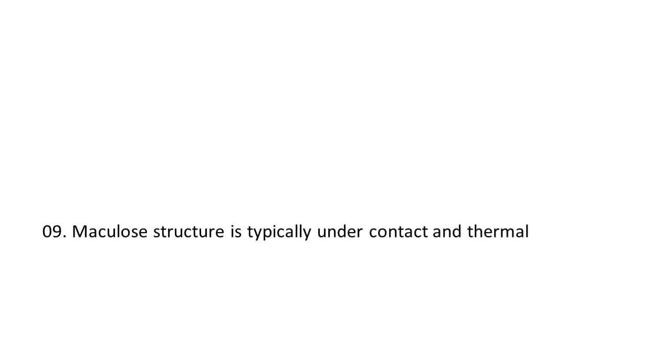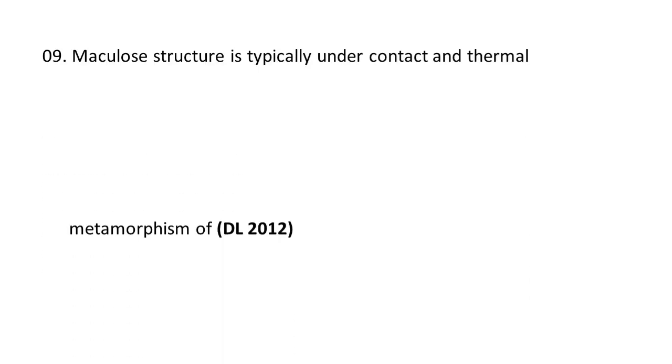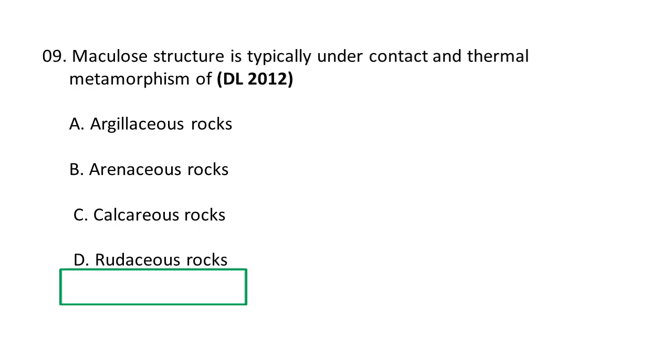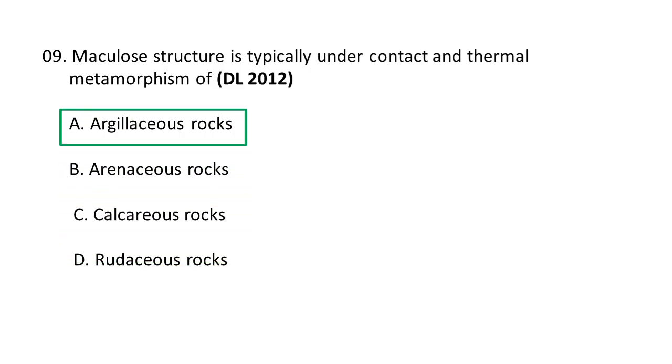Next question. Maculose structure is typically developed under contact and thermal metamorphism of A. Argillaceous rocks, B. Arenaceous rocks, C. Calcareous rocks and D. Rudaceous rocks. So the correct option is A. Argillaceous rocks. Maculose structure is characterized by a spotted appearance of the rock that may be caused due to the formation of large size crystals called porphyroblasts within an otherwise fine grained rock as a result of thermal metamorphism of argillaceous rocks like shale. A is the correct option.